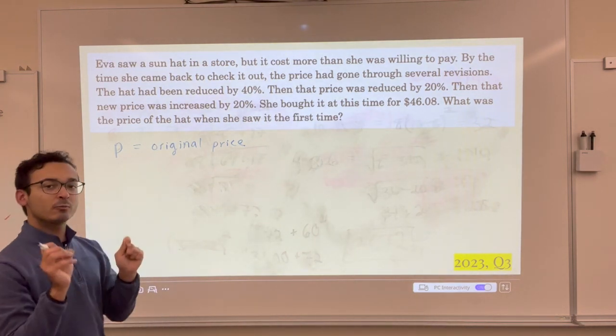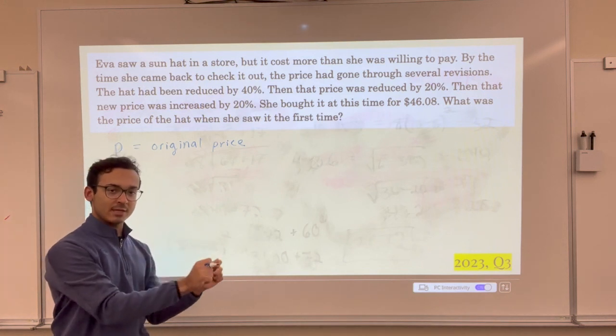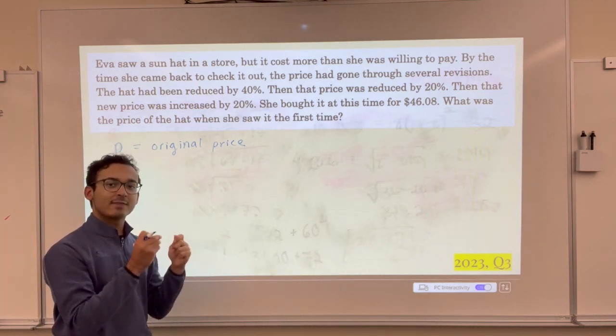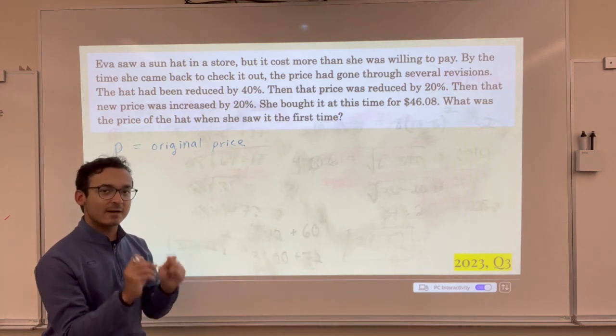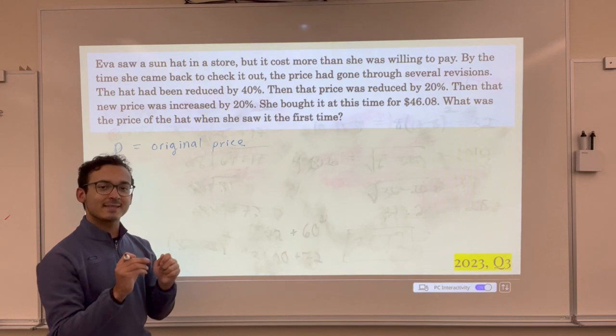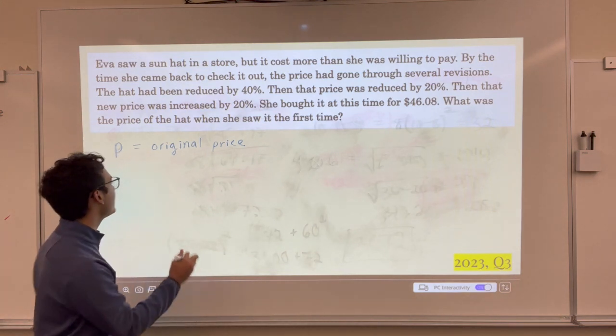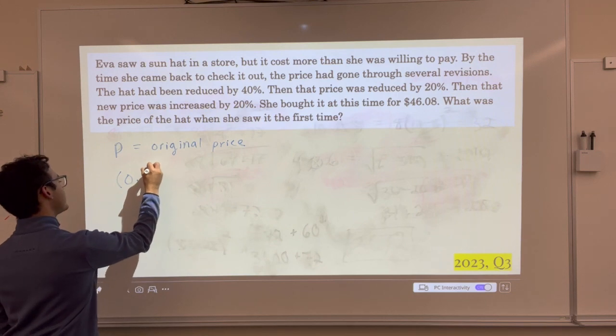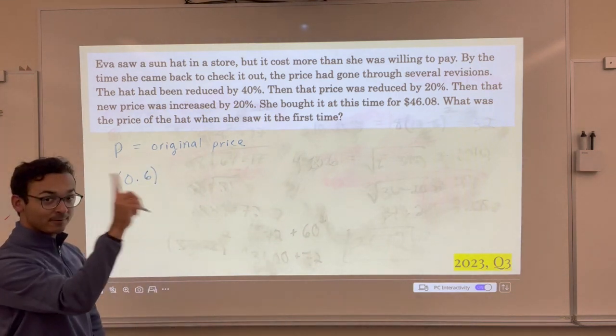The hat had been reduced by 40%. Well, if something has been reduced by 40%, then it will be 60% of its original value. So a reduction of 40% means that it is 60% of its original value, meaning that we multiply by 0.6. Okay, so that's the first change.